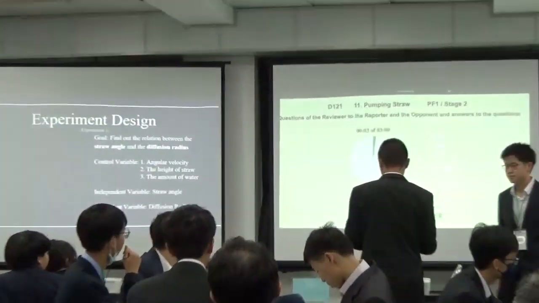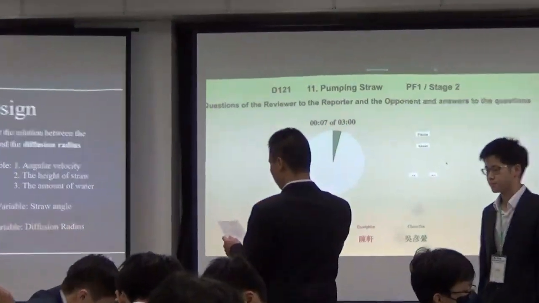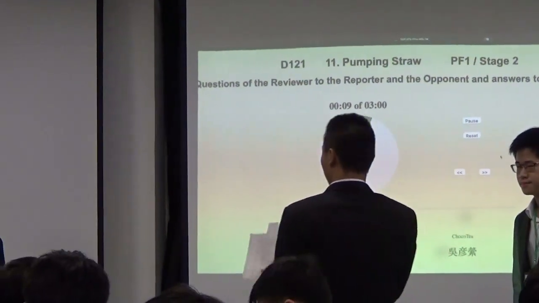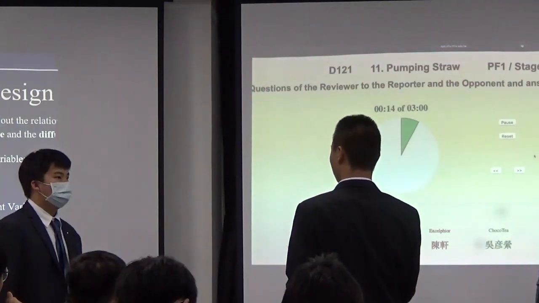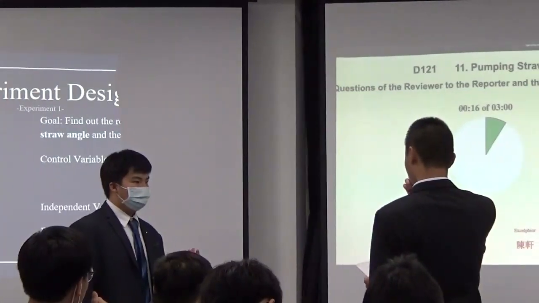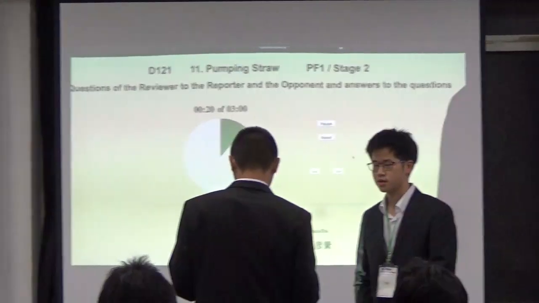So I'm the reviewer from Team Chapter. I have questions for both the report and the opponent. So first, obviously there are multiple parameters that will affect the function. So which one do you think affects it? I think the angular velocity will affect it. Okay, I agree with the report.